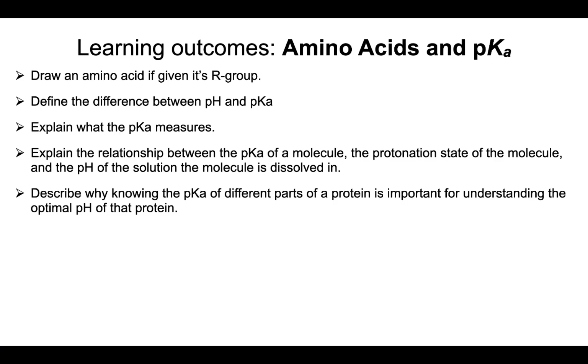All right, so hopefully now you have a good feel for these learning outcomes: that you can draw an amino acid if I gave you an R group. You can define the difference between pH and pKa and define what pKa measures. That you can define and explain the relationship between the pKa of a molecule, the pH in which that molecule is dissolved, and what effect all of that has on the protonation state of that molecule: how much of it is protonated, how much is deprotonated. I hope now that you can describe why knowing the pKa of the different parts of a protein is important for understanding the optimal pH of that protein, or why that protein has an optimal pH.